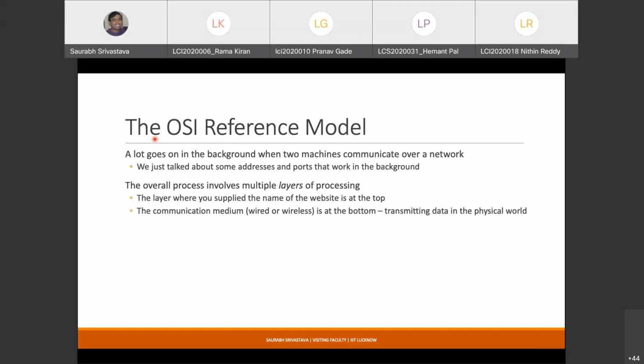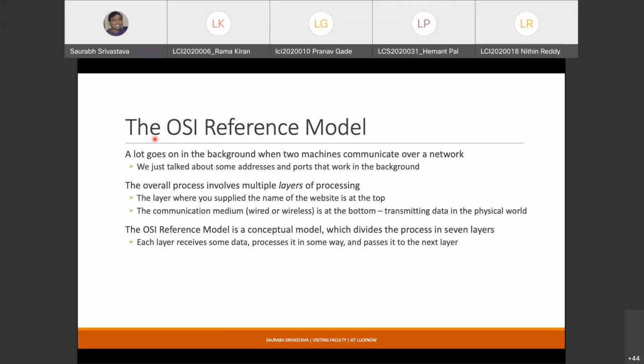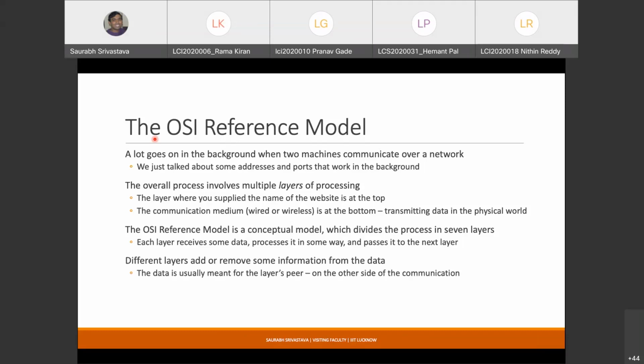And the OSI reference model is basically a conceptual model. It is not necessary that the processing is divided exactly into these seven. There are seven layers, by the way, in the OSI reference model. It is basically a way to tell you that this is a good way to build your networking applications. It doesn't really mean that you have to follow everything as is, and many times it is not really followed as is. The idea is that you need to divide your complete networking process into multiple layers. That is the only thing it talks about.